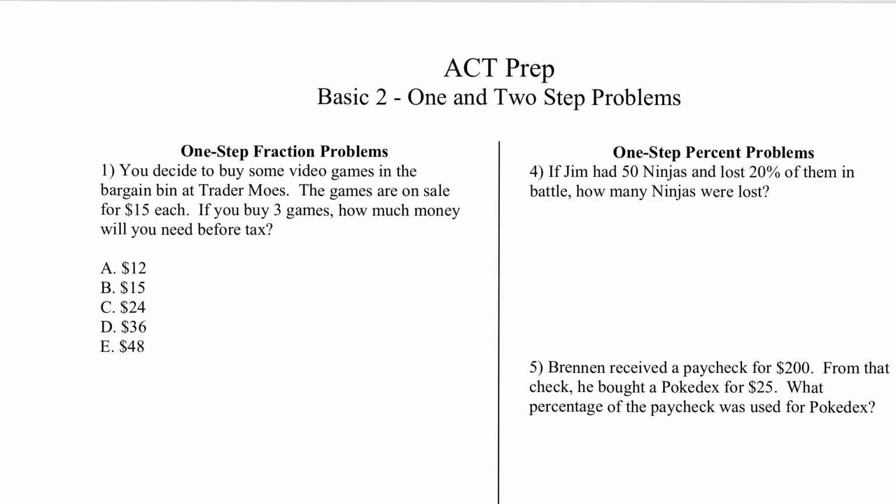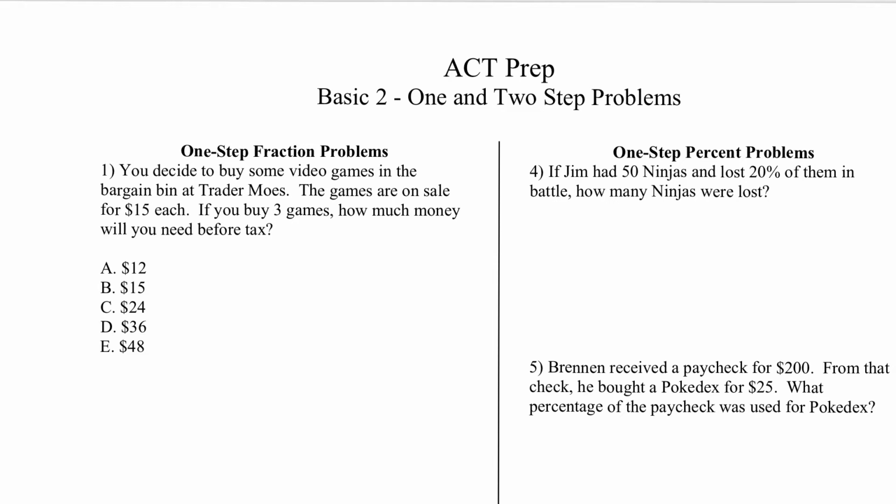This is ACT Prep Basic Lesson 2, 1 and 2-step story problems. Let's jump right into this first problem. You decide to buy some video games in the bargain bin at Trader Moe's. The games are on sale for $15 each. If you buy 3 games, how much money will you need before tax?